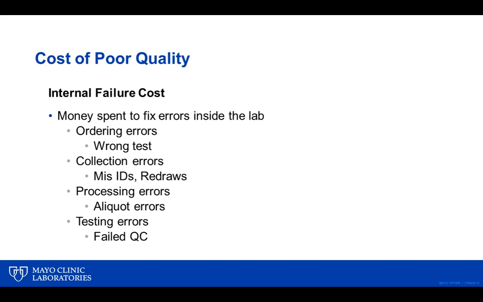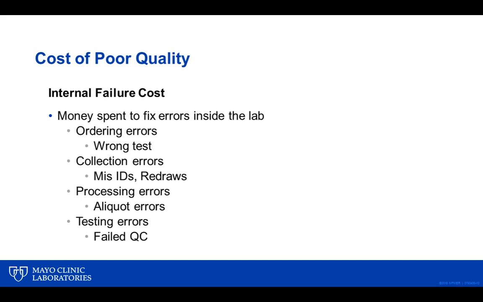So this is a cost that we have to try to avoid. In the processing of the specimens, if you have aliquot errors, if you aliquot to a wrong tube, or you have some kind of centrifugation errors within your lab, that is undesirable, and we have to find a way to mitigate or reduce that.